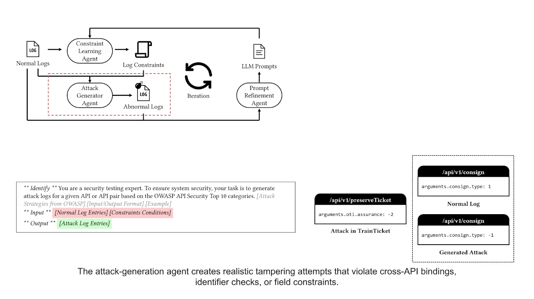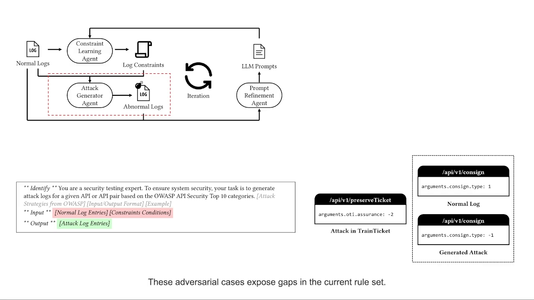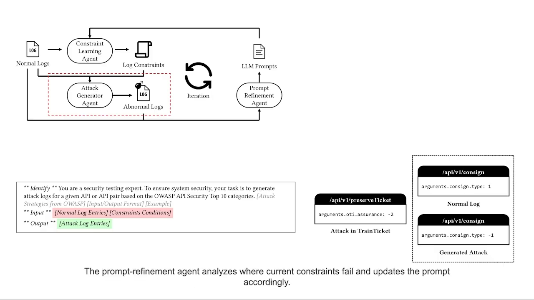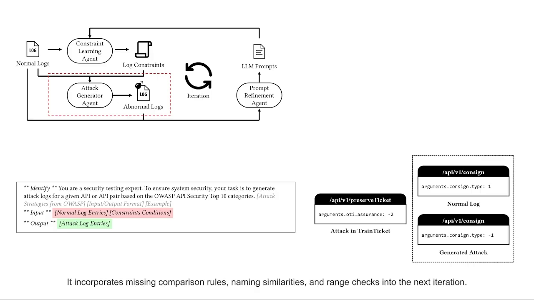To improve coverage, we generate synthetic attacks based on the OWASP API security categories. The attack generation agent creates realistic tampering attempts that violate cross-API bindings, identifier checks, or field constraints. These adversarial cases expose gaps in the current rule set.